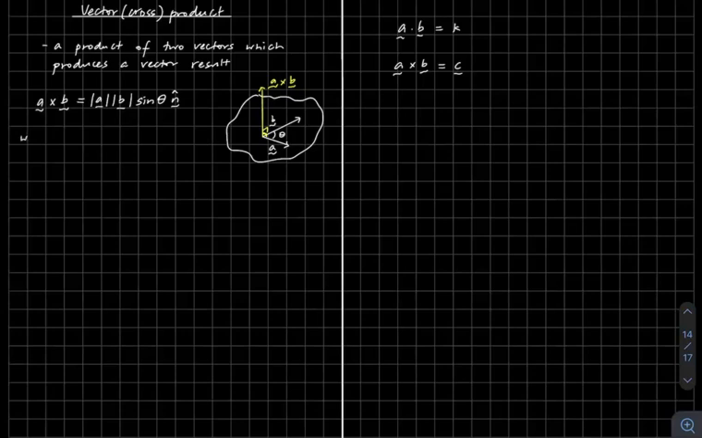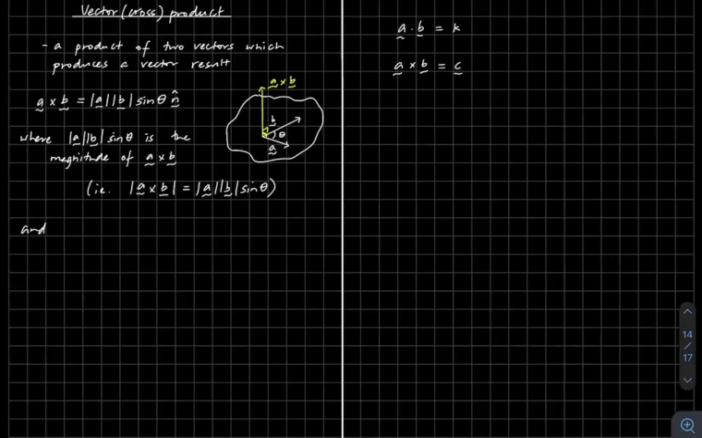So let's just say that is the magnitude of A cross B. In other words, another way of saying that would be to write it as the magnitude of the vector product is equal to that. That would be a shorthand way of saying it.